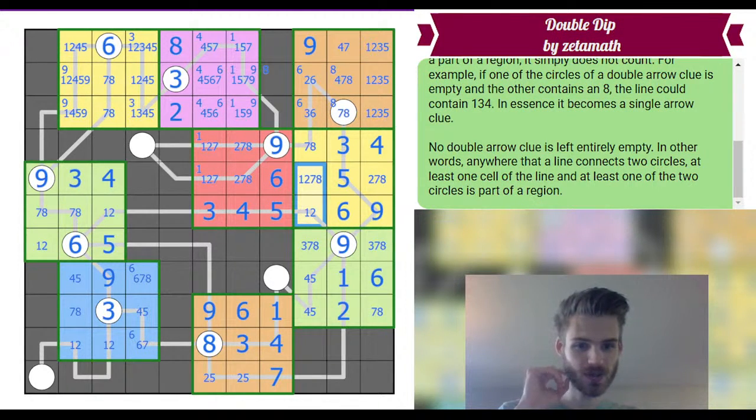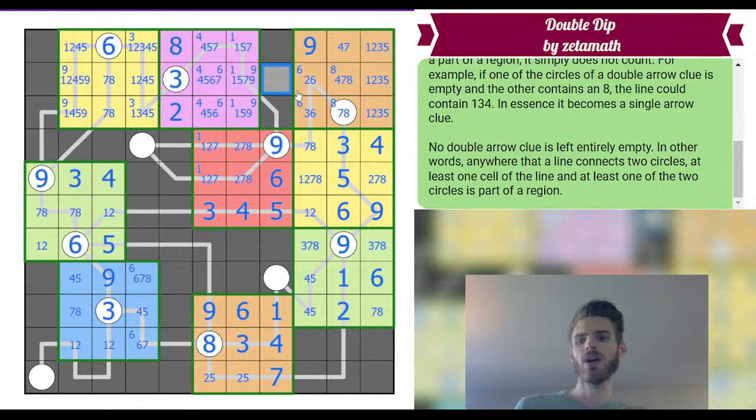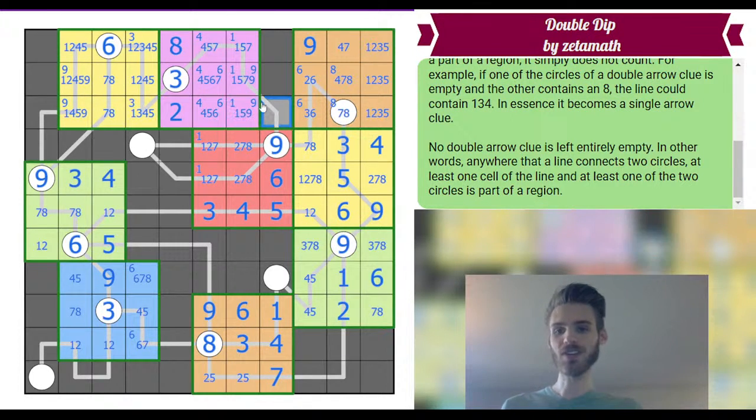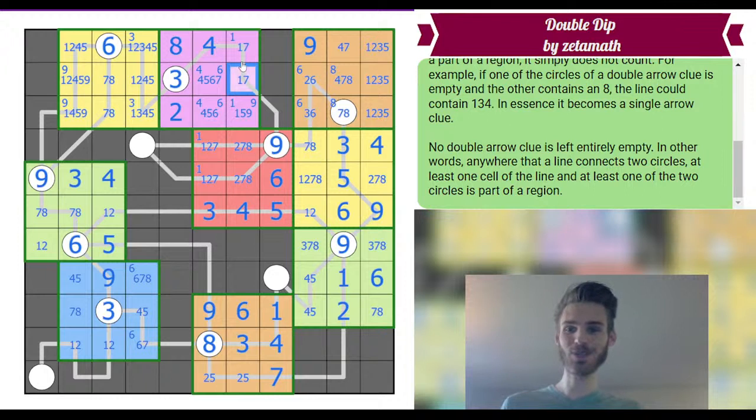We're in 1 and would need to be an 8, but couldn't be. I don't know what that means. Oh, but wait, I just said 2 seconds ago that if this cell was gone, then this would need to be a 1, 4, 7. Thank you, Zetamath. Oh, it is a 147. Yeah, it is.